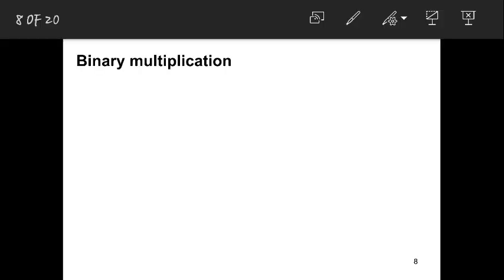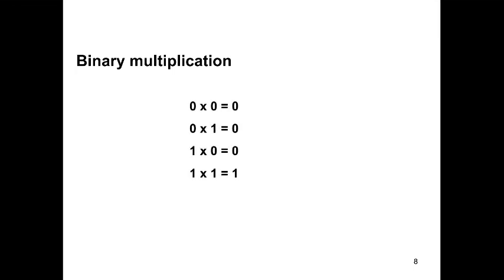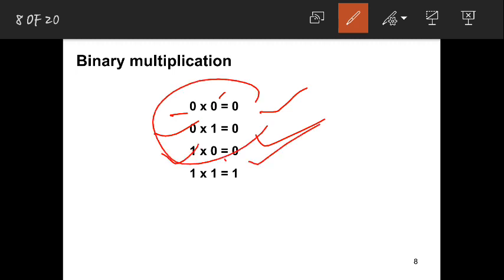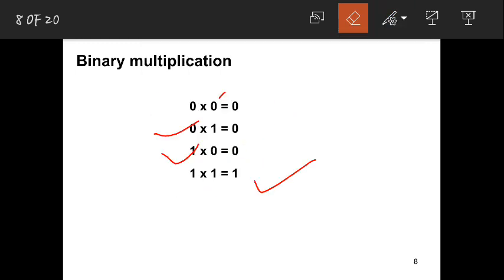Next, the topic is binary multiplication. So binary multiplication, even this is very easy. Whenever you multiply with 0, your answer will always be 0. So 0 into 0 is 0. 0 into 1, you get 0. 1 into 0, you get 0. Is that fine? In all the cases, if you multiply with 0, you get the result as 0 itself. And 1 into 1, you get 1. So this is your binary multiplication.